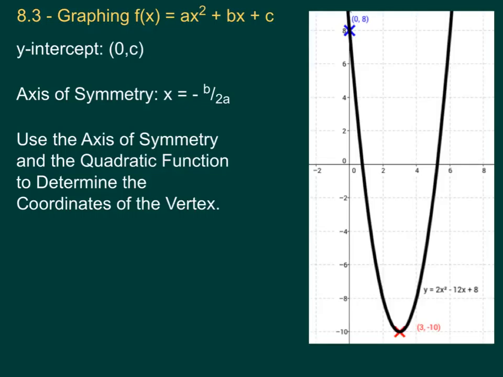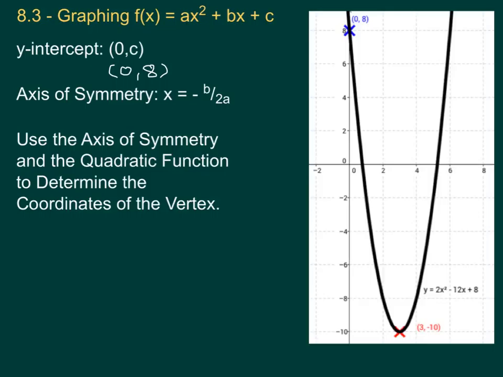And so if you look at the parabola I have graphed here on the right, it has the equation y equals 2x squared minus 12x plus 8. That 8 is the value of c. And so the y-intercept of this is the point (0, 8), which I've shown right here on the y-axis where the curve hits the y-axis at that location.